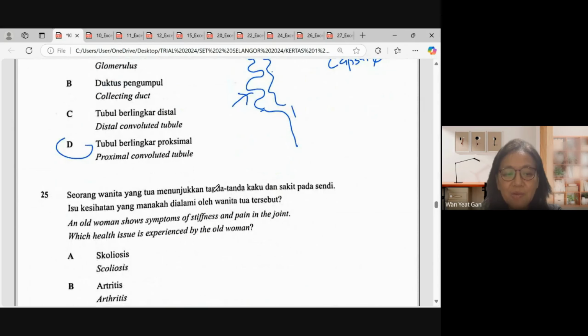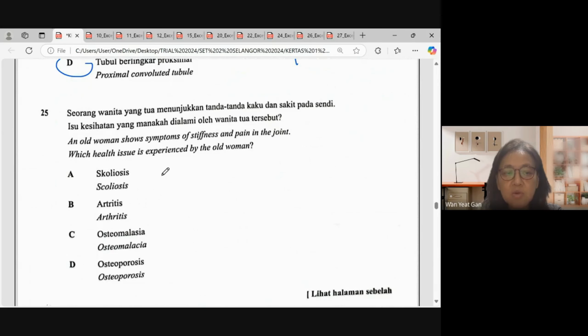25. An old woman shows symptoms of stiffness and pain in the joint. Which health issue is experienced by the old woman? Now, if she suffers from pain and stiffness in the joint, she is experiencing the issue of arthritis. She's having arthritis where the cartilage has degenerated and the synovial fluid has decreased. So that causes a lot of pain. So the health issue is called arthritis.